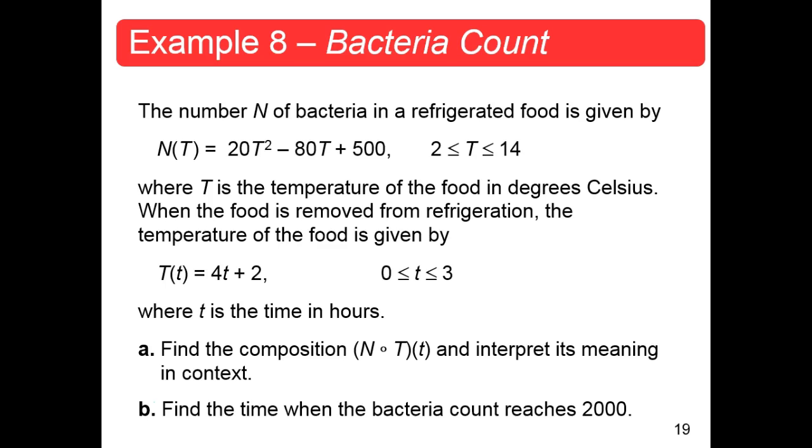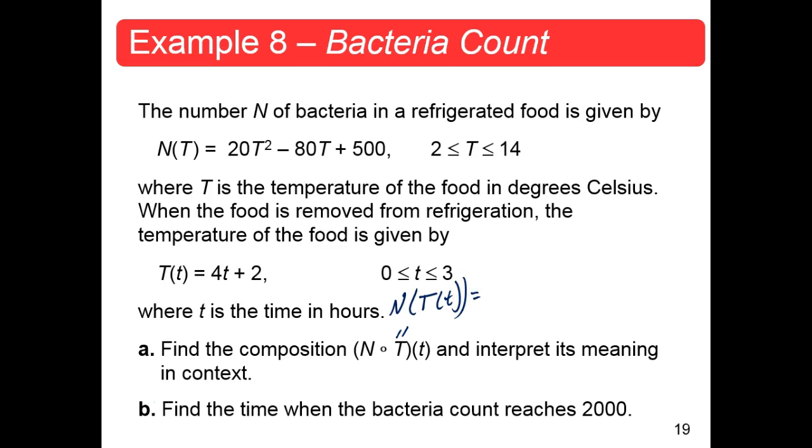Find the composition N composed with T of t, and interpret its meaning in context. Ooh, okay. What would N of T mean? You tell me. What would be that definition? Y'all did it before. N, parentheses, capital T of little t, close. Okay? All right?